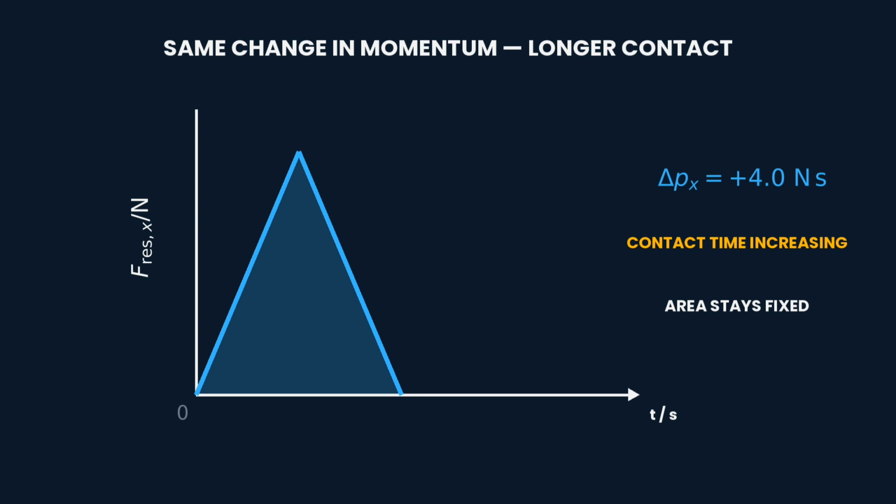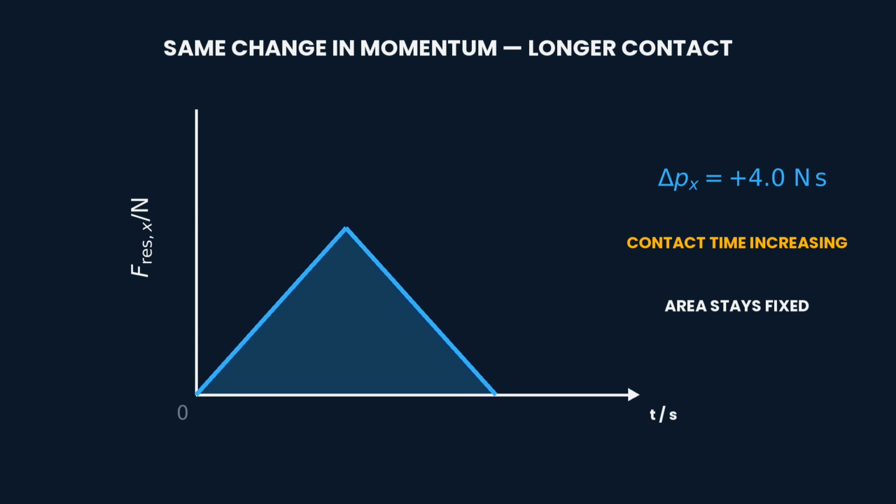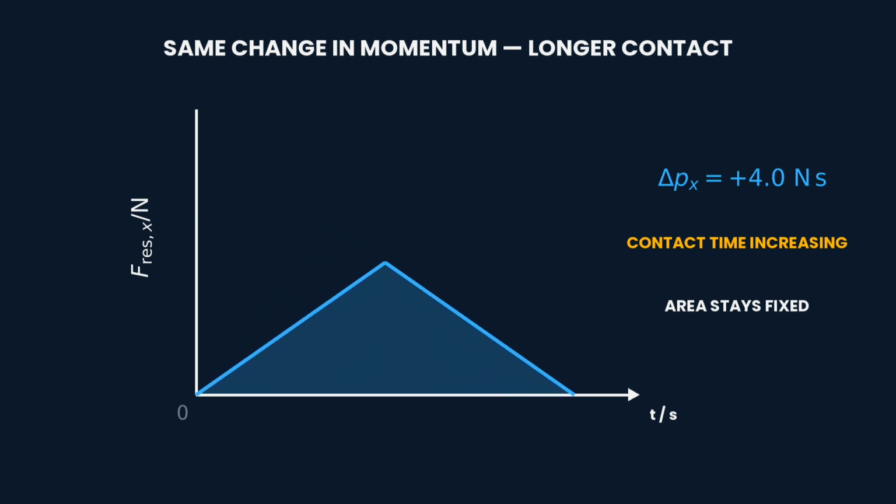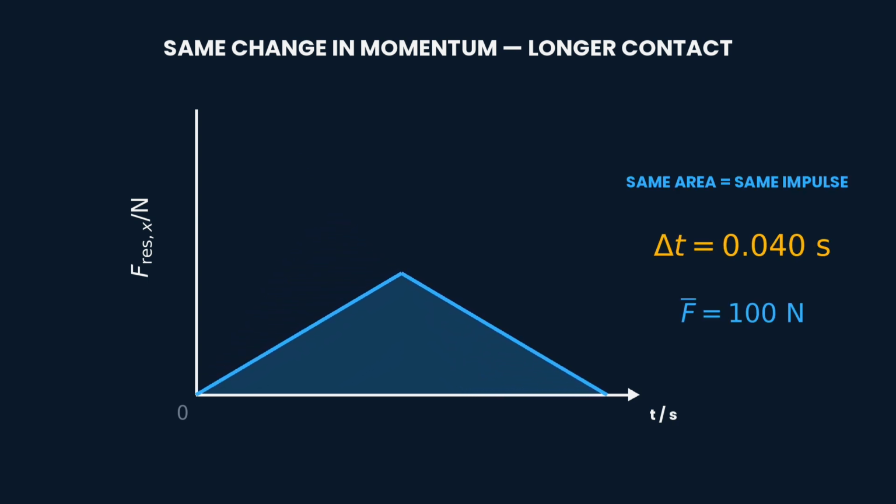Now, keep the ball's initial and final momenta the same, but double the contact time. The impulse, and therefore the graph area, must remain 4.0 newton seconds. Spread the same area across 0.040 seconds, and the average force halves to 100 newtons. For a similar triangular pulse, the peak also halves to 200 newtons.